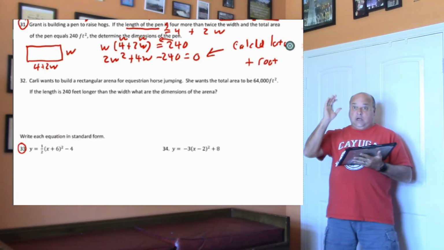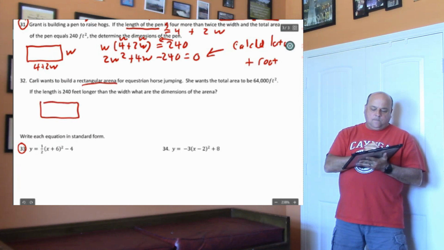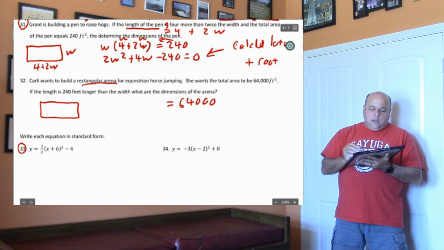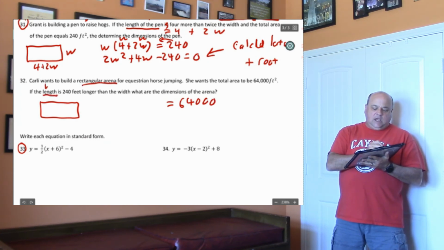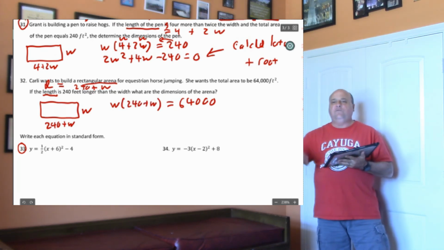I'm just going to tell you what the formula is on this one. Okay, so we're making a rectangular arena. The area is 64,000. That's a big number. And the length equals, so L equals 240 feet longer, 240 plus the width. So the length is 240 plus the width. This is the width. I'm going to multiply those and set it equal to 64,000.